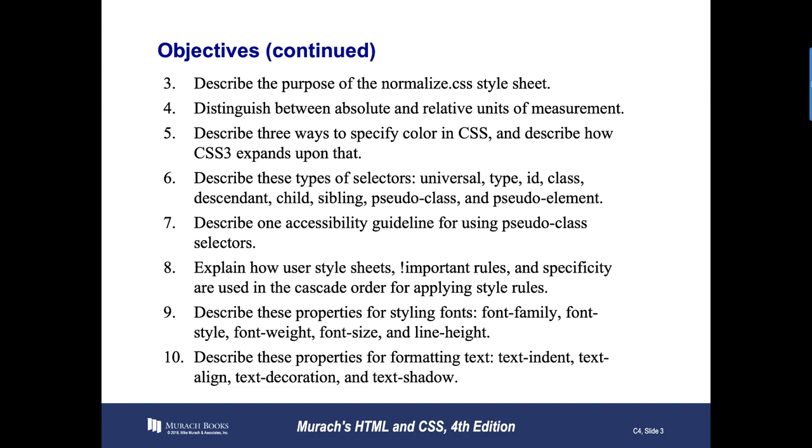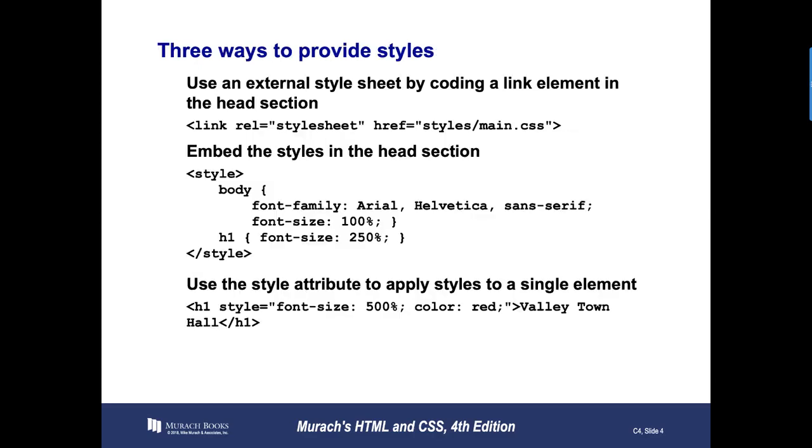Describe these properties for formatting text: text indent, text align, text decoration, and text shadow. Now, some of these things are repeats from prior modules, but again, they can't be reinforced enough. Also, there's a lot in Chapter 4. And we're slowly getting to the point where we will be able to craft some meaningful pages that look good. So after this week, we're going to dive right in.